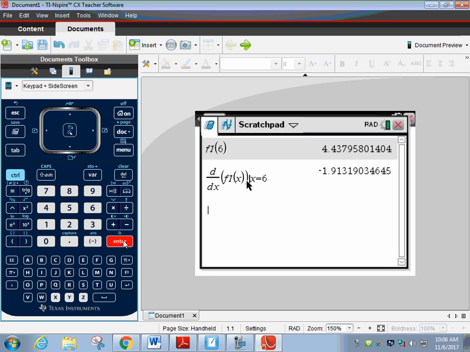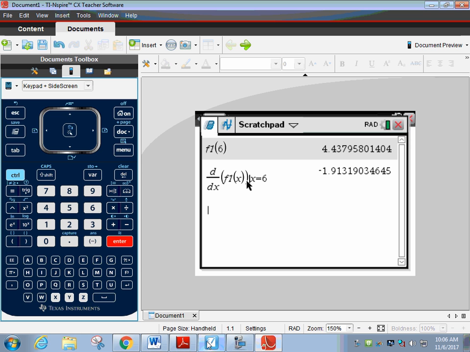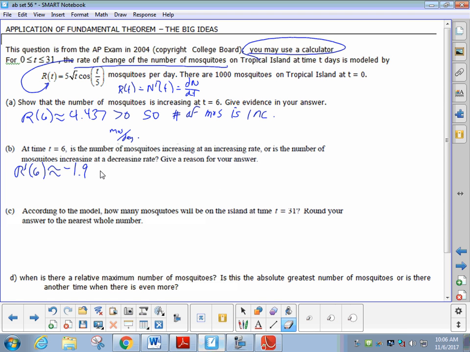So something like negative 1.931 is what I get. You would say, hey, I found the derivative of r, report your value, 0.31. Did I say 31 or 13? I can't remember what I said. 13. Darn it. 9.13.